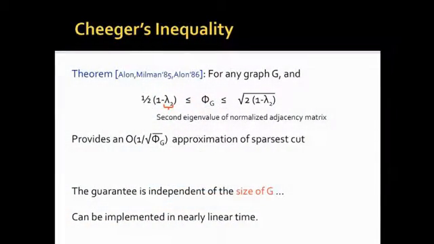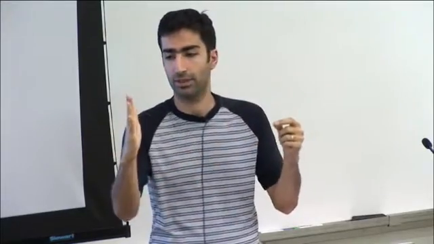Because this guarantee is independent of the size of the graph. Nowadays, since we have to deal with massive graphs, it would be very good if we can have approximation algorithms with approximation factors that are independent of the size of the graph. And of course, this rounding algorithm is very simple. It can be implemented in nearly linear time. All you need to do is compute the second eigenvector of the normalized adjacency matrix, then embed the graph on a line based on the value of the vertices in this eigenvector, sweep this line from left to right, and find the best cut.